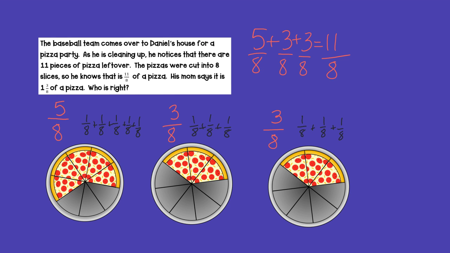Now, in order to turn this into a mixed number, I need to know how many eighths are in a whole. And that, of course, is 8/8. One whole pizza would have 8 slices, so 8/8 is 1 whole. And you can see here I have 1, 2, 3, 4, 5, 6, 7, 8. This is 8/8, or 1 whole.